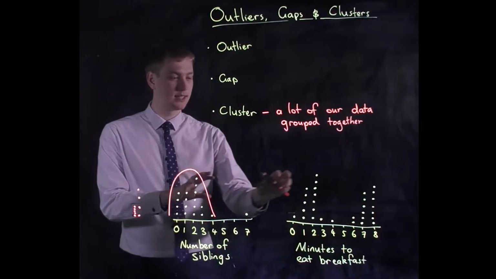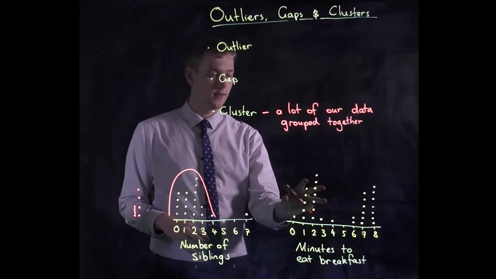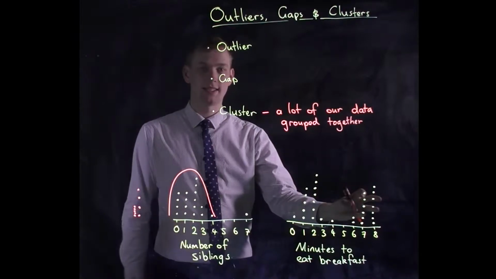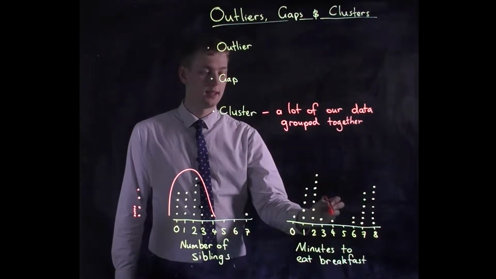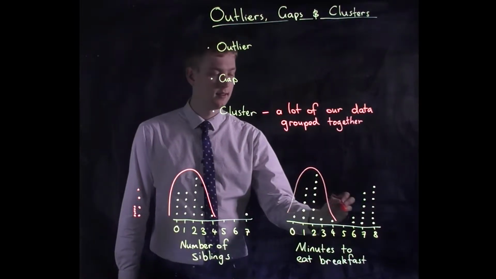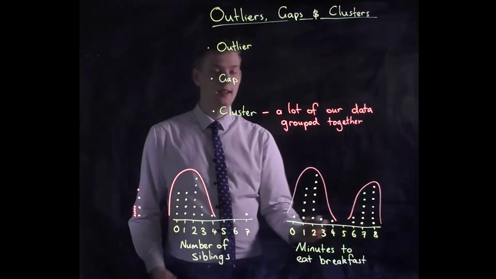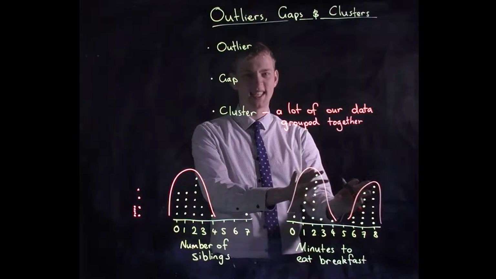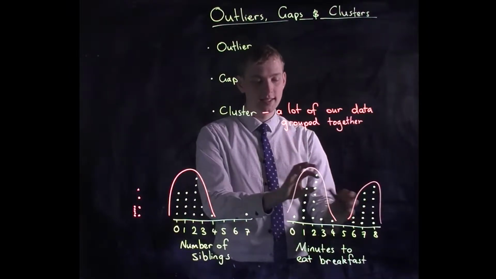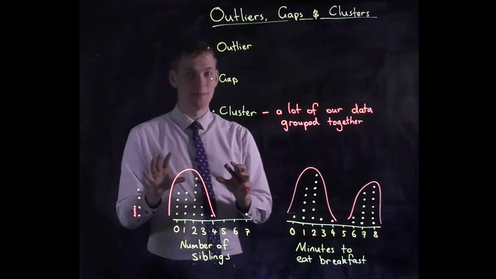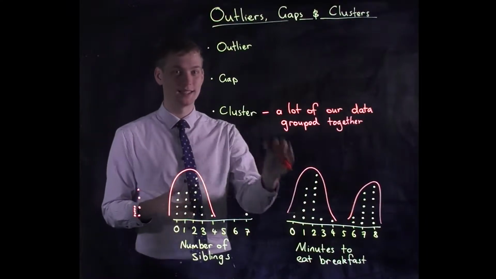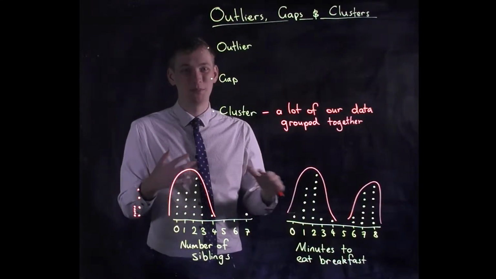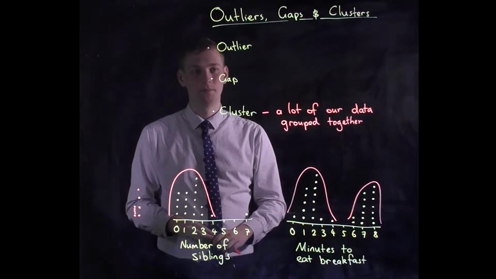This is important because in this one we have two clusters. We have a cluster here, and we have another cluster here. And I'll draw the shape again. So we have two clusters. It's important because we can see that there's two sort of things happening here. You don't need to think too much about that, but in future years we'll look at why clusters are important. At the moment you pretty much just have to identify them.